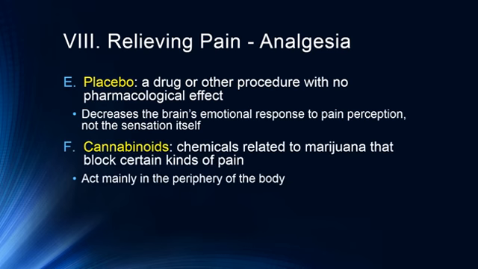Some alternatives to treating pain include cannabinoids, which are chemicals related to marijuana that block certain kinds of pain. We believe these act mainly in the periphery. That is, they don't block our pain perception, but actually block the sending of pain messages up the spinal cord. This is one of the reasons why cannabinoids are thought to be a potential treatment for peripheral neuropathy, which is pain without any sort of apparent cause. We'll talk a little bit about how peripheral neuropathy can develop.